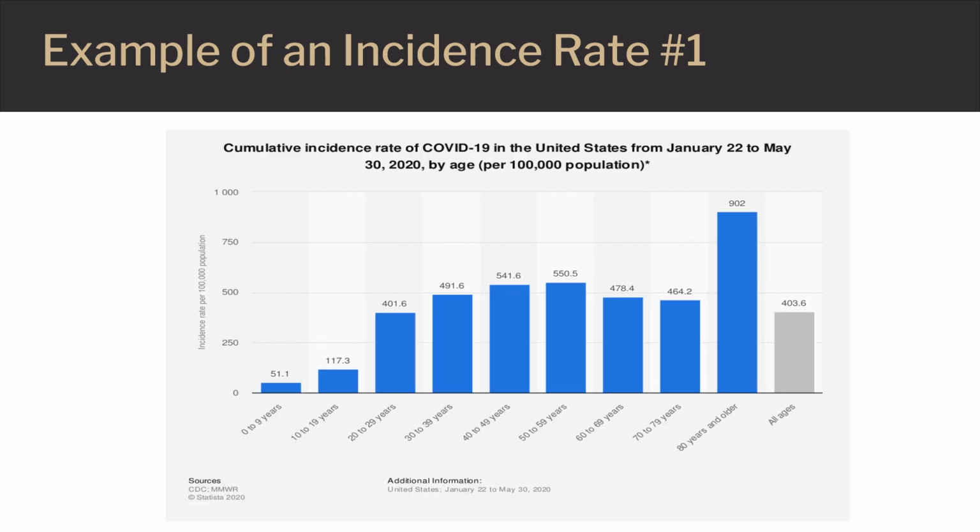This graphic shows the number of new cases of COVID-19 broken down by age ranges in terms of numbers of new cases between January 22nd and May 30th, 2020. It shows that during this time, people 80 years and older had the highest incidence rates versus other age ranges.